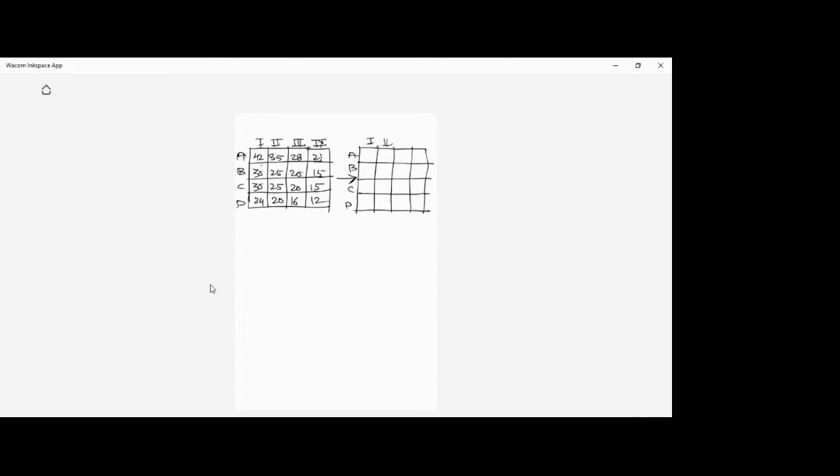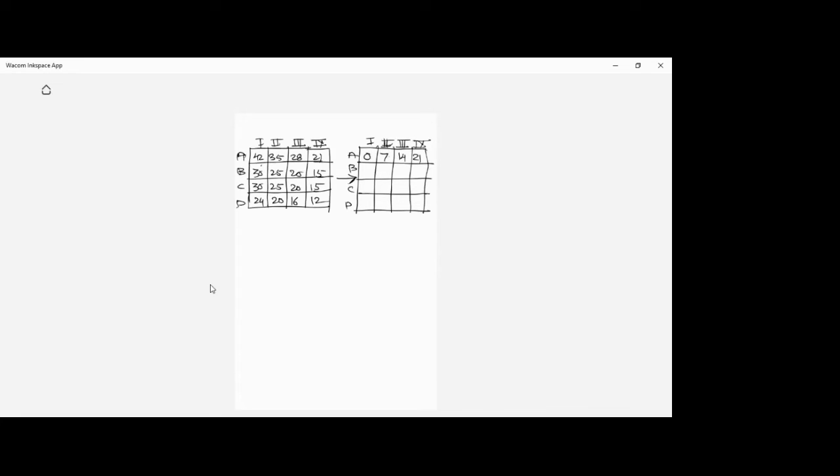What we are going to do, we have the maximum number. What is the maximum number? It is 42, so it is to be subtracted from everything. So 42 minus 42 is 0, 42 minus 35 is 7, 42 minus 28 is 14, 42 minus 21 is 21, right?